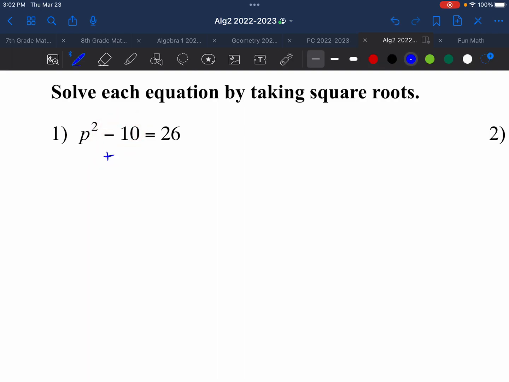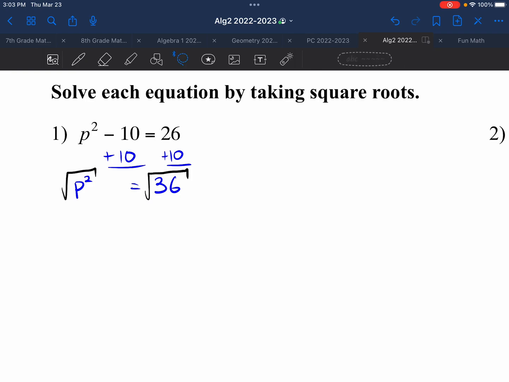The way that we do that is by doing the inverse operation, adding 10 to both sides, meaning that I now have p squared is equal to 36. From here, I need to undo this square, and most people mistakenly think that the way that we do that is by just taking the square root of both sides, which is more or less correct. Let me go ahead and move all this stuff over a little bit. That isn't completely the truth.